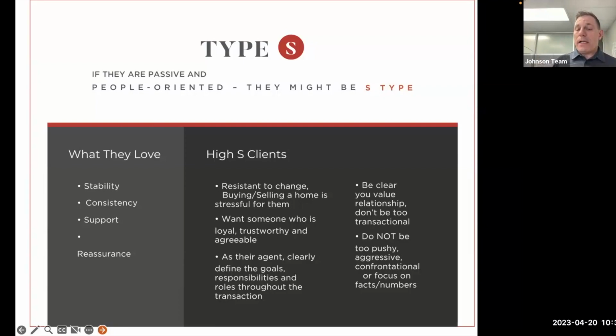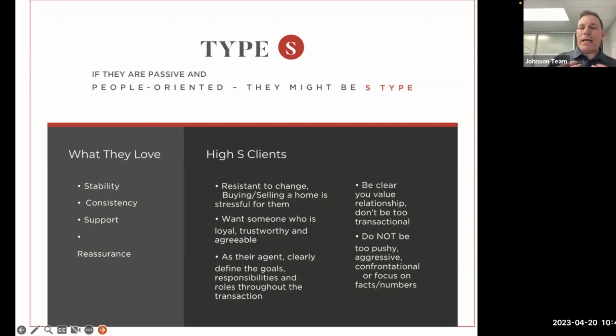As an agent, you have to get clearly defined goals, responsibilities, and roles throughout the transaction. You want to be clear about the relationship and not be too transactional. When you call an S on the phone, they're the ones that say, no, we're just looking, we were maybe going to do this, we were maybe going to do that. You put them off if you're too pushy. If I was meeting an S for a buyer consultation, I would say something like, this process could take, maybe we might have to see 60 houses before you're able to find the right one. Or when you walk through the house, you'll feel it in your stomach if this is the right one.